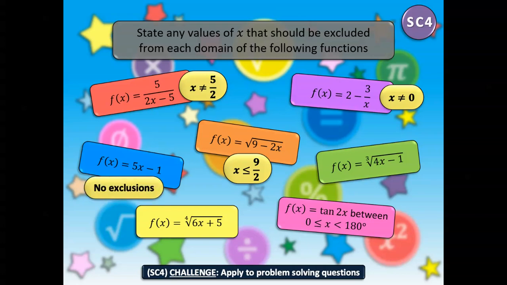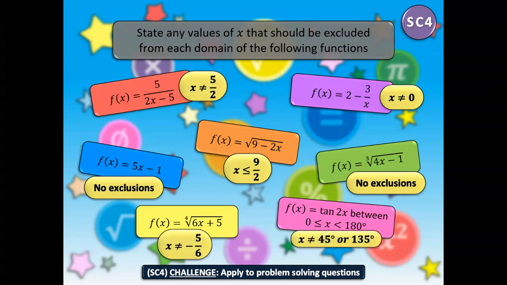For the blue question, there are no exclusions, x can be anything. For the green question, again, there are no exclusions, x can be anything. For the yellow question, x cannot equal minus 5 over 6. And for the pink question, x cannot equal either 45 or 135.